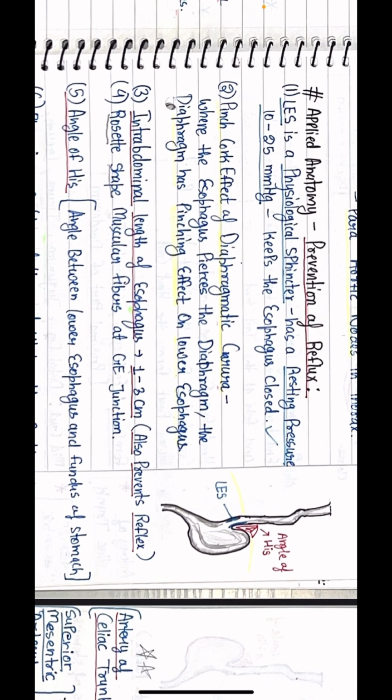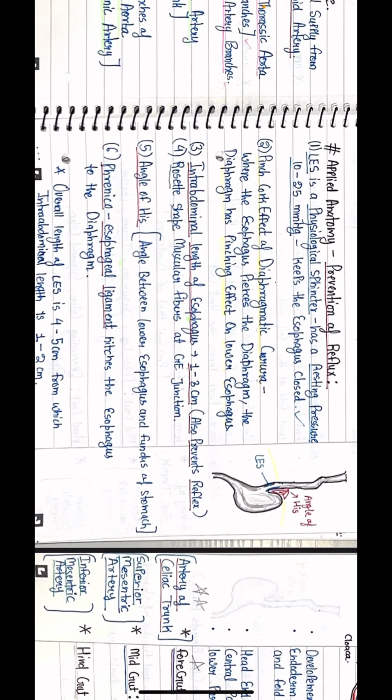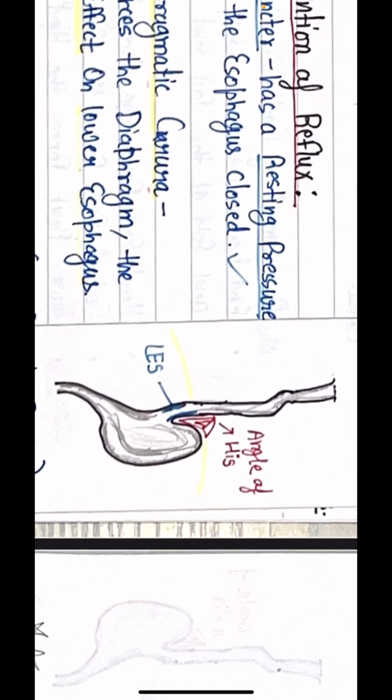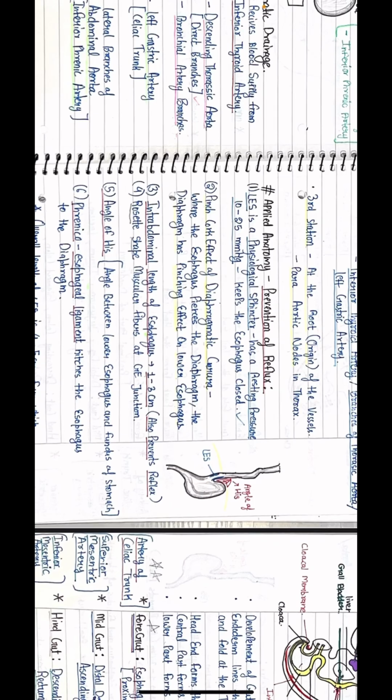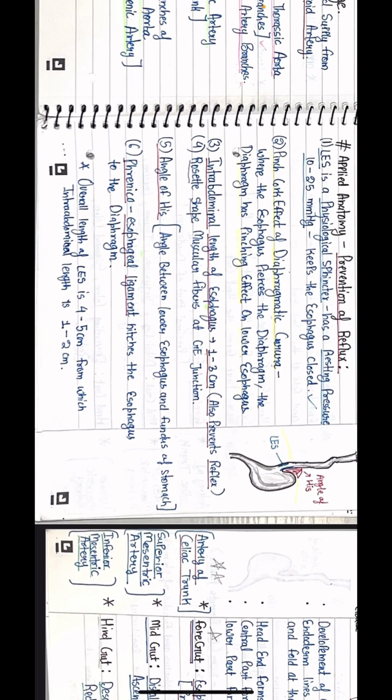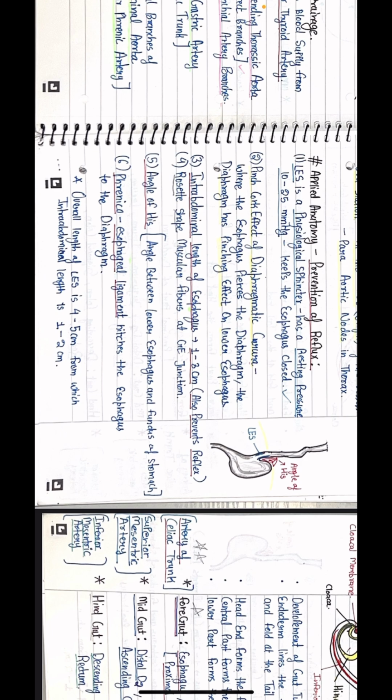I myself thought that the esophagus goes straight and the stomach comes under the esophagus, but we might all be wrong about that. Actually the esophagus makes an angle with the stomach. Remember that the upper portion of the stomach makes an angle with the esophagus, known as the angle of His. The angle of His is the angle between the lower esophagus and the fundus of the stomach. And the next point is the phrenico-esophageal ligament, which hitches the esophagus to the diaphragm, which is also helpful.